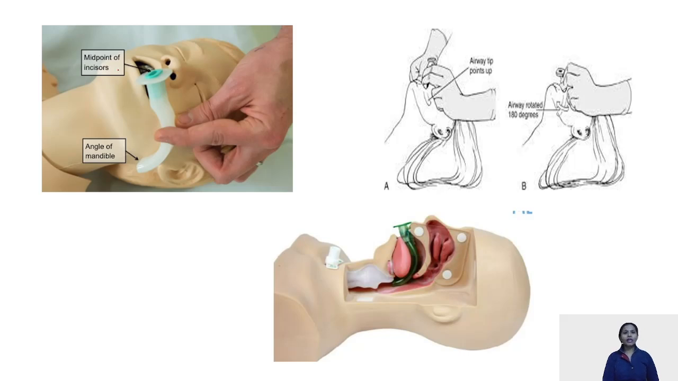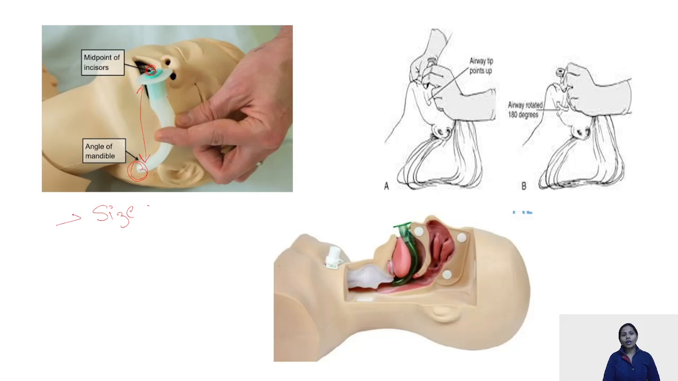This is how you measure the size of the Goodell's airway. The central incisors till the angle of the mandible. This is the size of the Goodell's airway. Second, in some cases, the option is from the angle of the lips to the external auditory meatus. Even that is used to select the size. I repeat, from the upper central incisors to the angle of the mandible, or the angle of the lips to the external auditory meatus. This is how you decide upon the correct size.